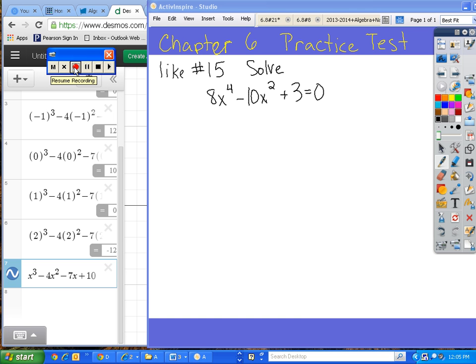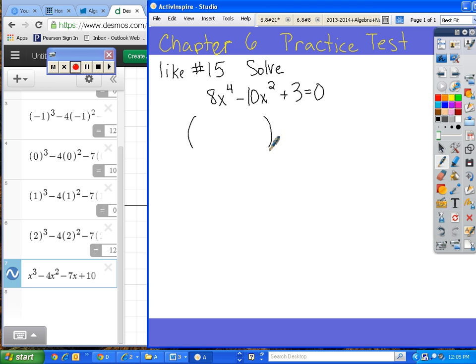Okay, so we're going to look at a practice test problem similar to number 15. I'm asked to solve this polynomial. The first thing I'm going to do is try to factor it. We always factor our first term and factor our last term.